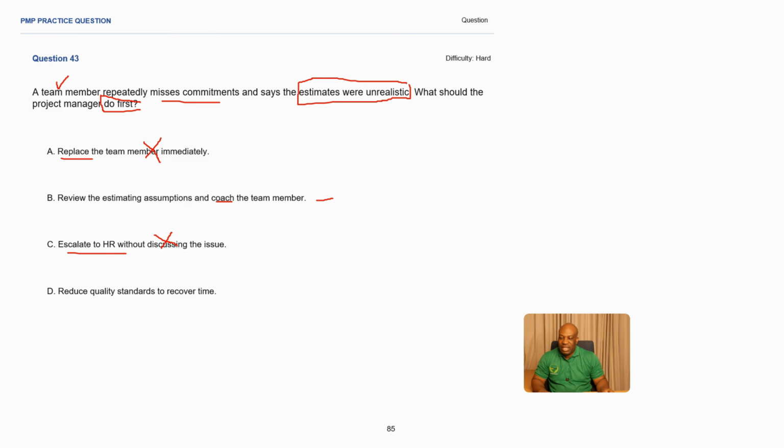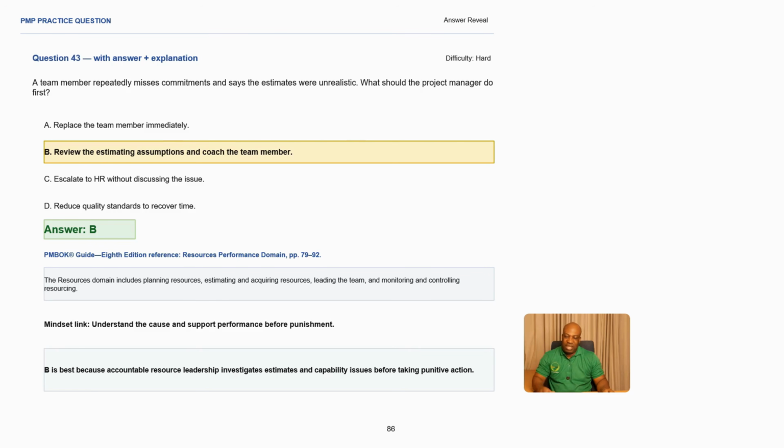D, reduce quality standards to recover time. You don't reduce quality standards just like that because someone is saying the estimates are not realistic, so making this one incorrect. The best answer in this scenario is B. You need to review the estimating assumptions so that you get more information, and then you also coach the team member so that you can understand why some of these estimates have been done, and also to address the concerns on unrealistic estimates. So the best answer is B.